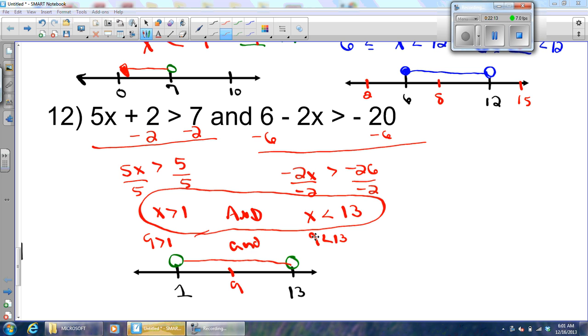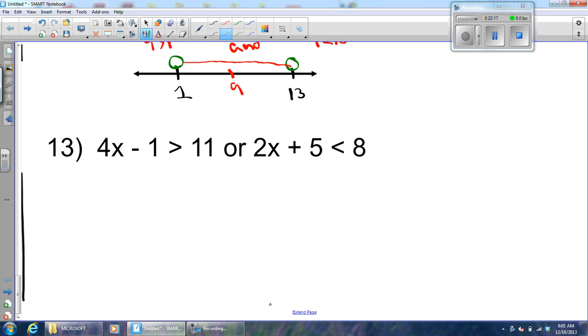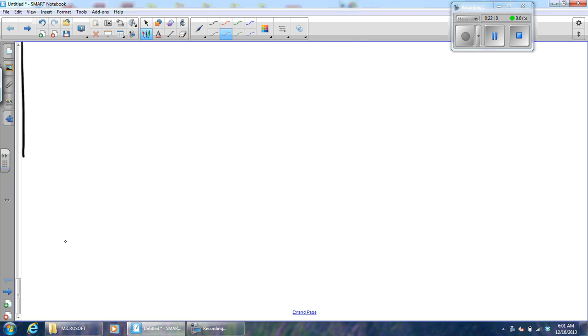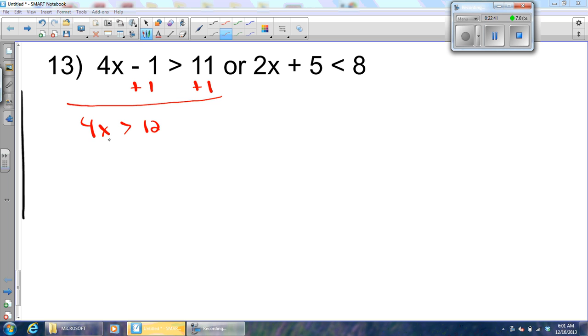Okay, that doesn't conclude. There's one more problem here that's hiding on me. All right, let's see how this one works out. Okay, I just checked it really quick mentally to make sure it was going to work. Again, I solve it in 2 pieces. Why? Because it's written in 2 pieces. For 4x greater than 12, divide by 4, divide by 4. x will be greater than 3.